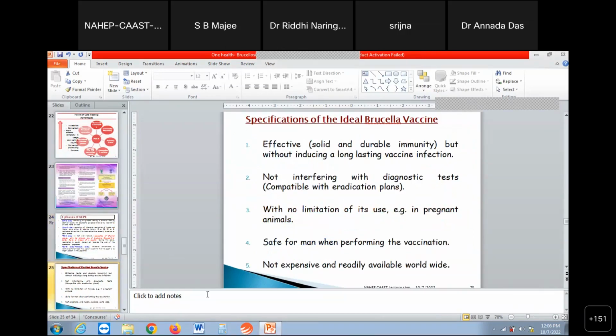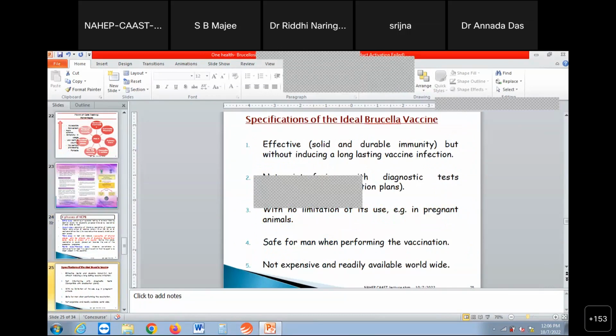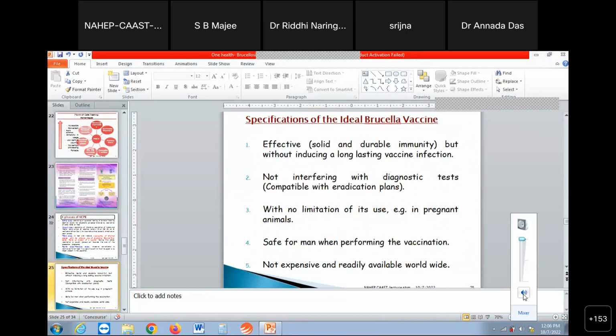Since we are talking about an eradication program, I just want to specify some important parts of a brucella vaccine. It should give solid and durable immunity. It should not interfere with the diagnostic test, and that is why I told you the differentiating ELISA is very important. There should be no limitation of its use, that is, it should be usable in pregnant animals, should be safe for the veterinarians when performing the vaccination, and should not be very expensive and be readily available worldwide.